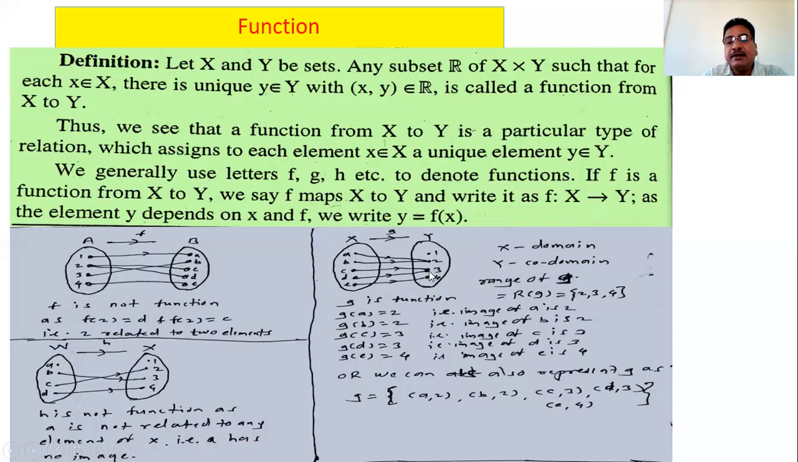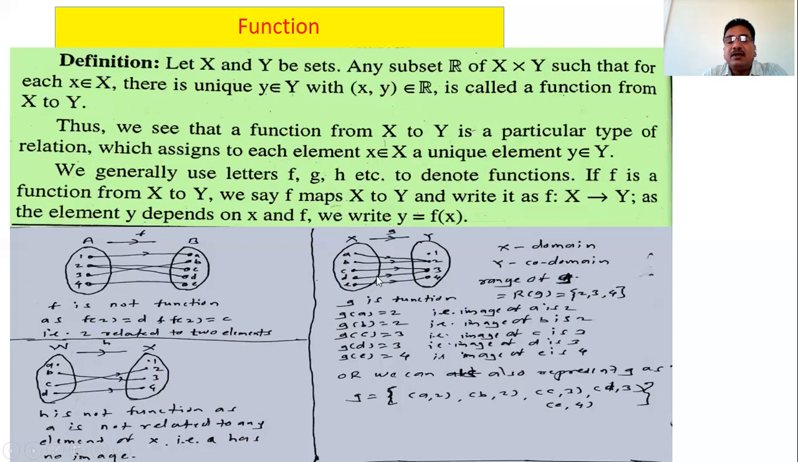C is related to 3, D is related to 3. That is, C is related to only one element 3, D is related to only one element 3, E is also related to only one element, 4. Therefore each and unique, both conditions are satisfied in this relation, and therefore G is a function. A is related to only one element, B, C, D, and E also, each related to only one, unique element. Therefore each element of X is related to a unique element of Y, and this relation is a function.